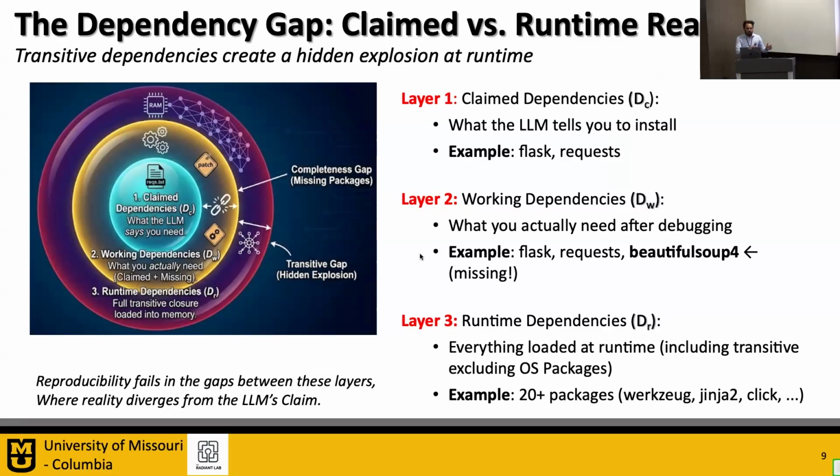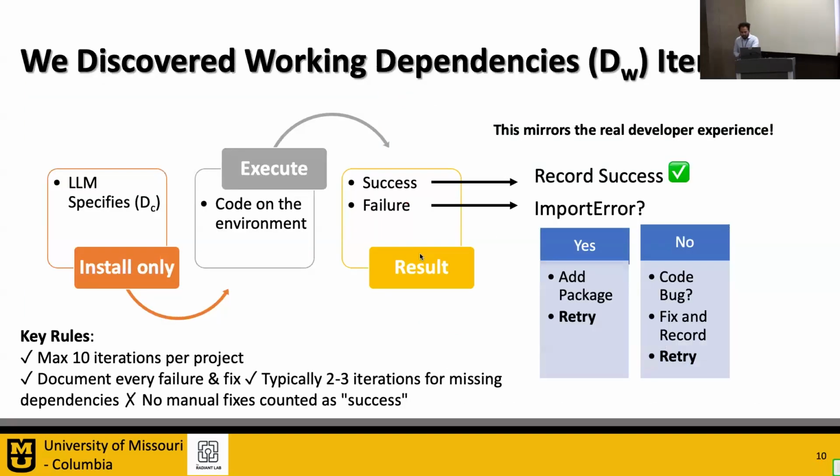Layer 1 is the claimed dependencies, what the LLMs tell you to install. Layer 2 is working dependencies, what you actually need in order to run the overall project or code. And layer 3 is the runtime dependencies, where everything is loaded at runtime, including the transitive dependencies. Reproducibility often fails in these gaps, where reality diverges from what the LLM has claimed.